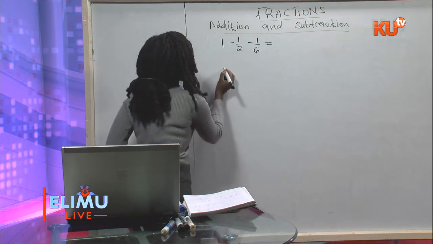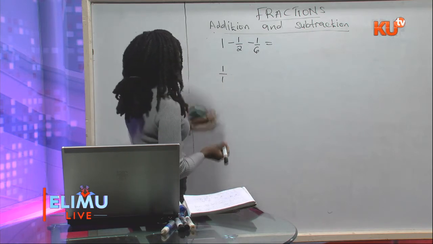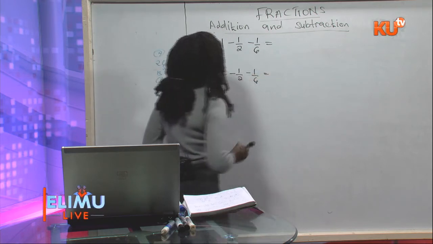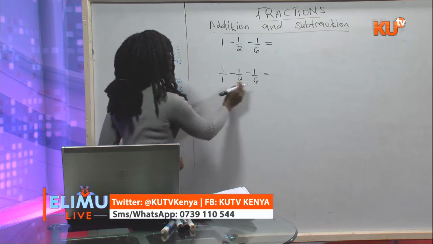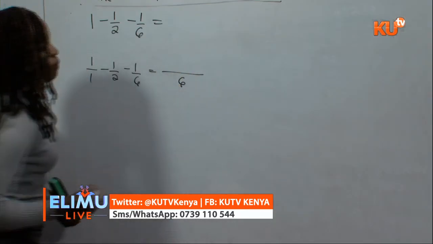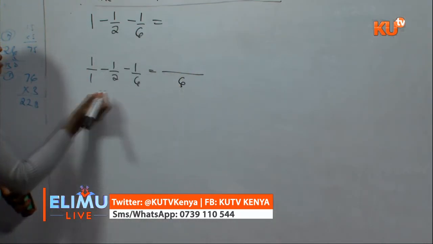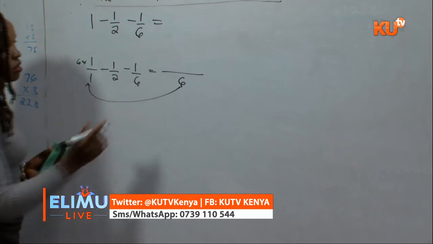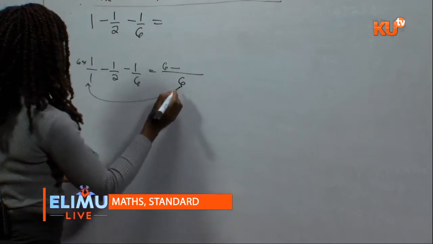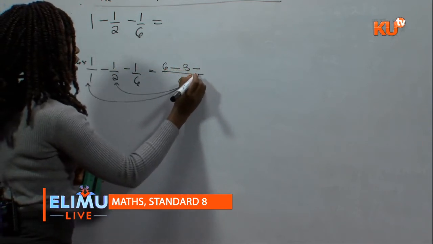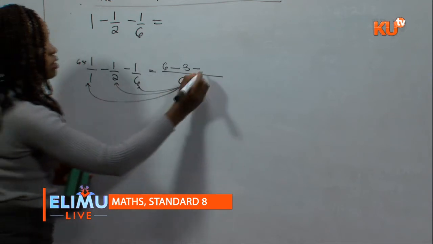So this one, we are going to write it as 1 over 1. 1 over 1 is a whole number, minus a half, minus a sixth. So we get the LCM of 1, 2, and 6. The LCM of 1, 2, and 6 is going to be 6. Then we take this 6 divided by 1, we get 6. Then 6 times 1, 6, minus 6 divided by 2 is 3, 3 times 1, we get 3. Minus 6 divided by 6 is 1, times 1 is 1.